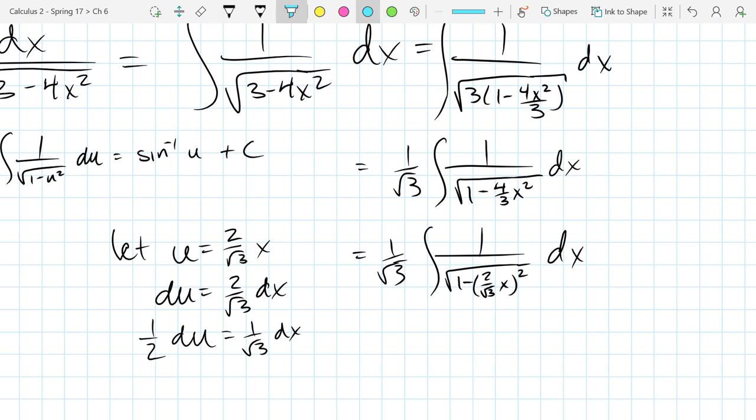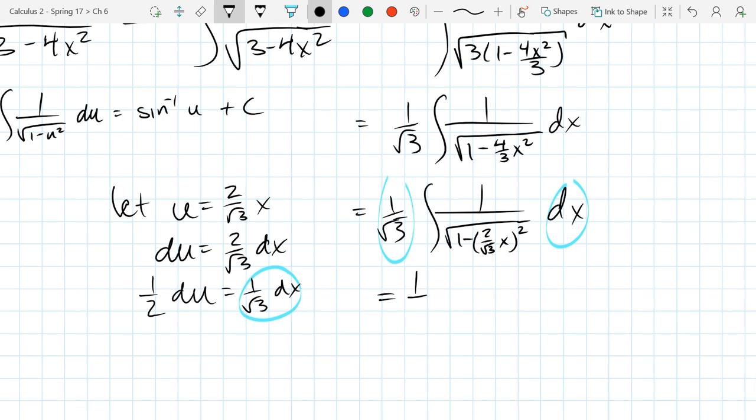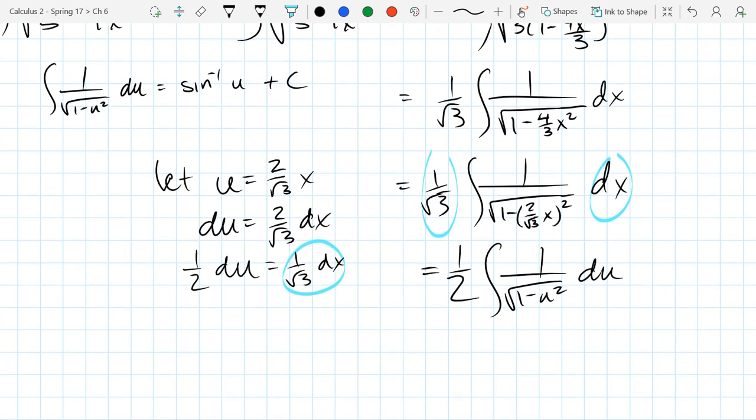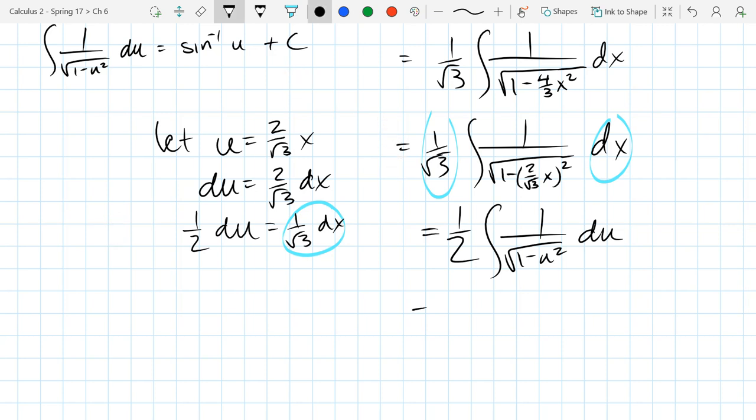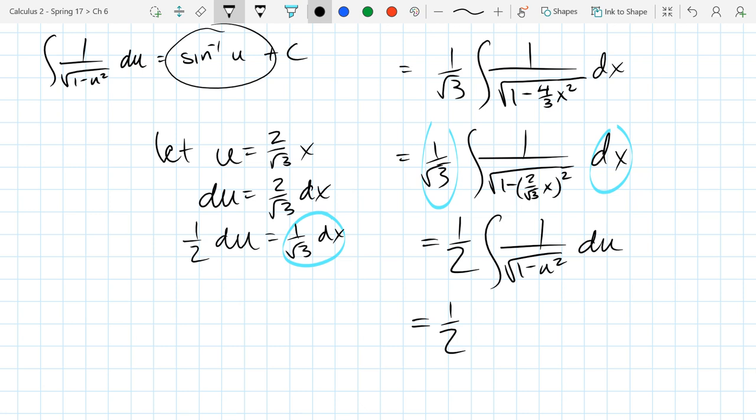So when I make my u sub, what I just circled is what I'm subbing out. So we get a 1 half integral 1 over square root 1 minus u squared du. And now, this is 1 half times sine inverse u right there, plus c. So we're finally in the right form, and I can apply this antiderivative.